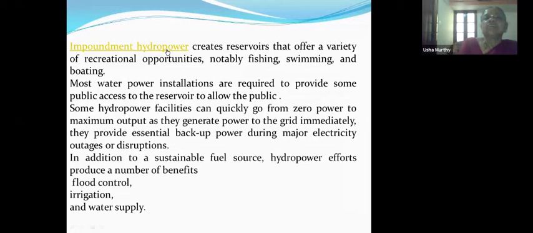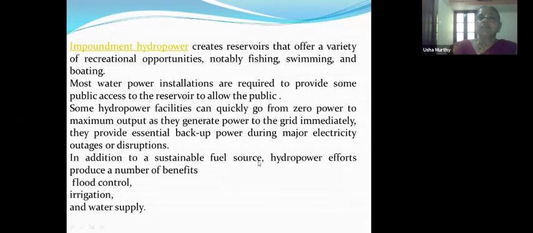It just creates reservoirs that offer a variety of recreational opportunities, maybe fishing, swimming, or boating. It is also required to provide public access to the reservoirs, to allow the public to view these units. And hydroelectric plants can quickly go from zero power to maximum output, as they generate power to the grid immediately. They provide essential backup power during major electrical disruptions.